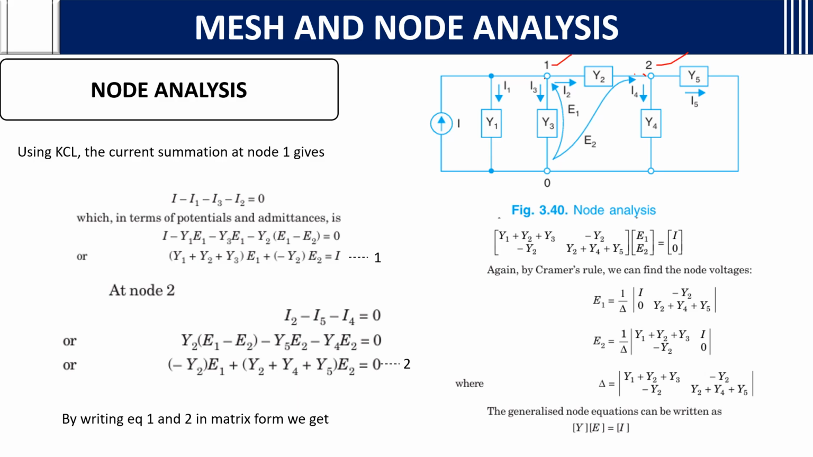If you take E1 common, you will get Y1 plus Y2 plus Y3, and with E2 common you will get minus Y2, that equals I. I will be sent to one side. This will be the first equation.